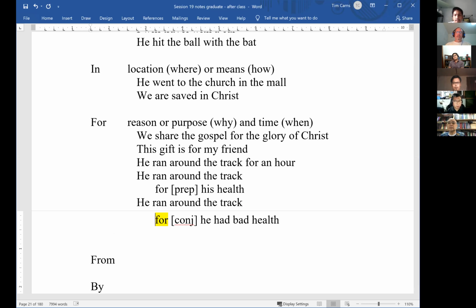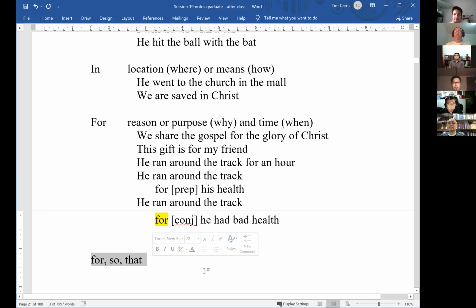Okay? So is that confusing anybody, or any questions on that? This word "for" is one of those words in English that you love to hate, for and so and that, because they can function very differently. James talks about the double-minded man. These are like double-minded words in English. They act differently.